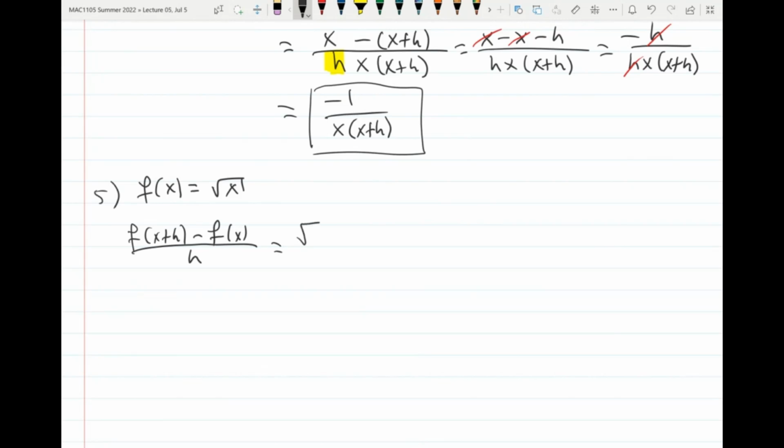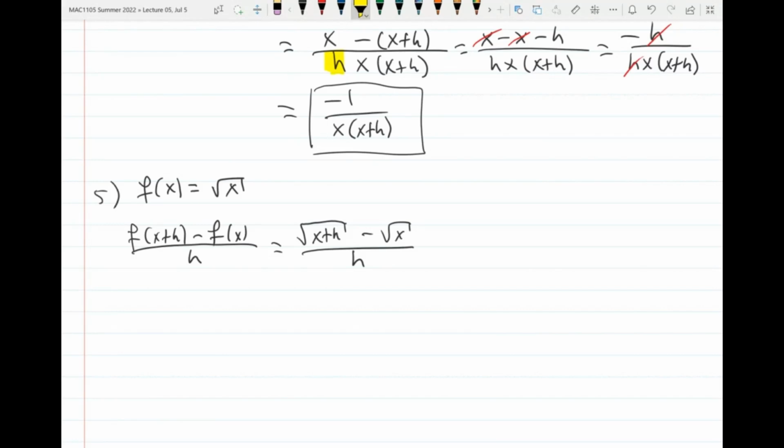So this would be square root of x plus h minus square root of x, over h. You have to be careful and make sure that you understand how to evaluate this. This means go to the function where you see an x, you put x plus h. So x plus h is inside the square root. Okay? It's not outside the plus h. Do you understand this? So you get this minus the function, which is square root of x, over h.